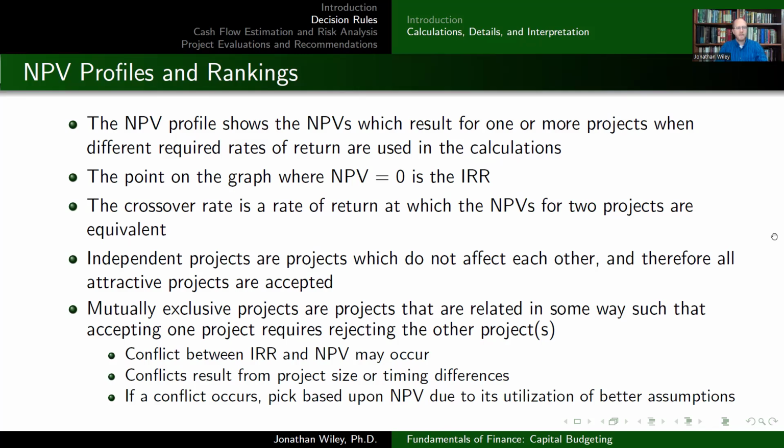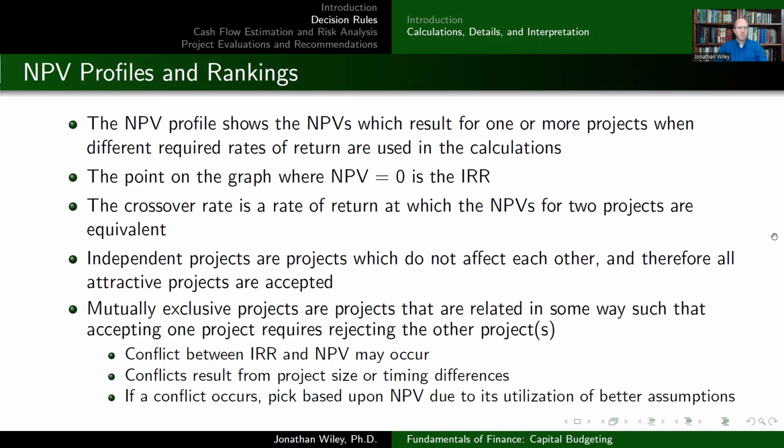If you have projects that are independent, what that means is those projects do not affect each other in any sense. And so what that would mean then is anything that looks attractive, we are going to accept and proceed with. So basically for independent projects, my selection of one project does not affect my selection of the other projects. I could select the first project, I could select the second project, I could do both projects, or I could do neither project. So my selection of one is independent from my selection of the other.